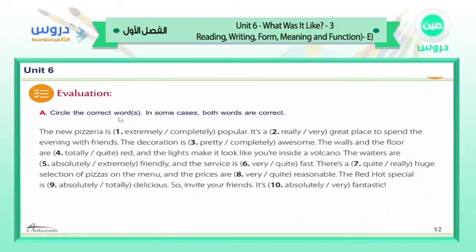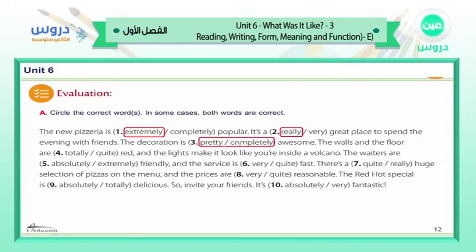Evaluation A. Circle the correct words. In some cases, both words are correct. Let's see. The new pizzeria is extremely or completely popular. What do you think? That's right, extremely popular. It is a really or very great place to spend the evening with friends. This is not an adjective, this is a strong adjective, so we have to say "really great." That's right.